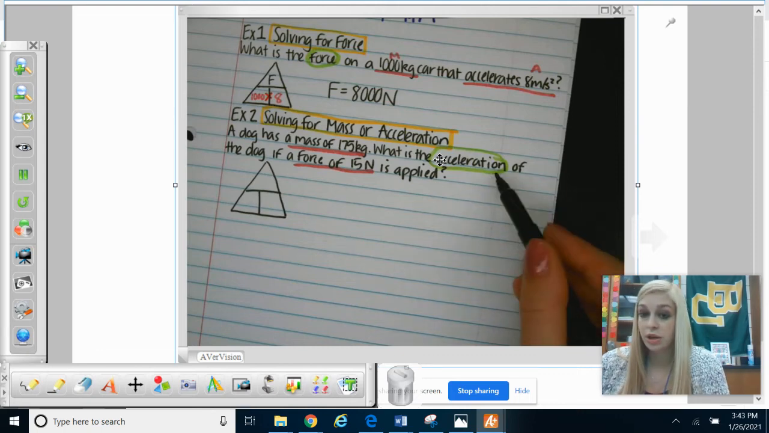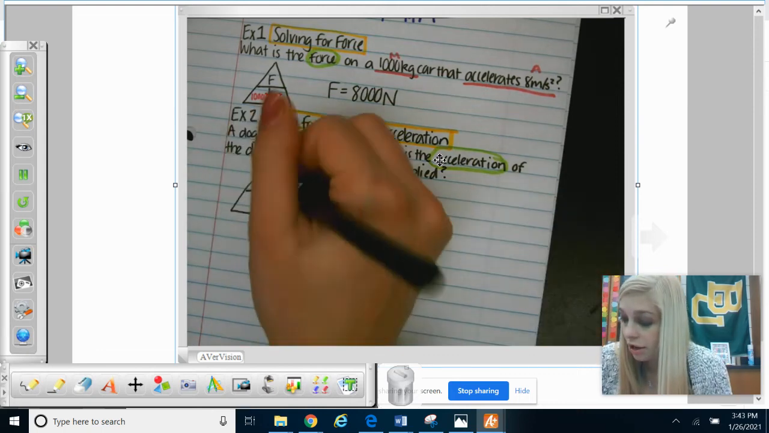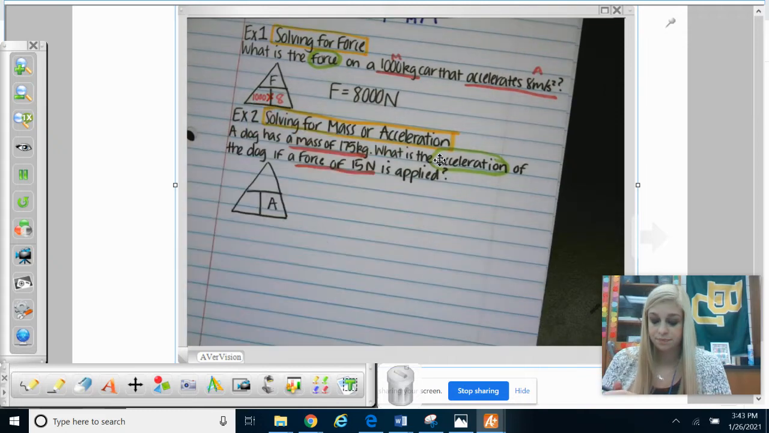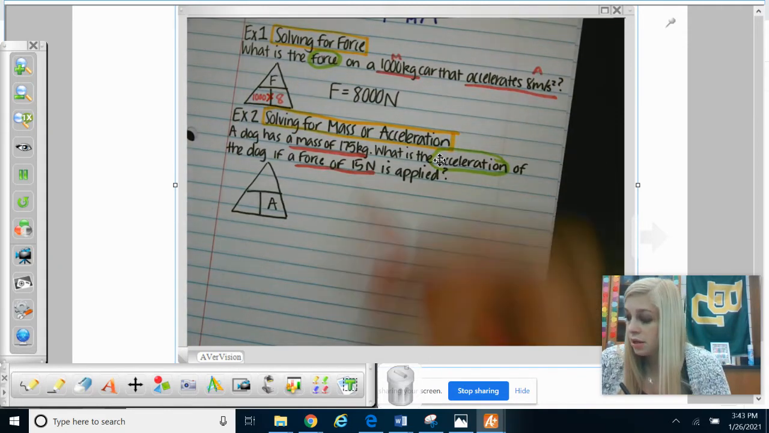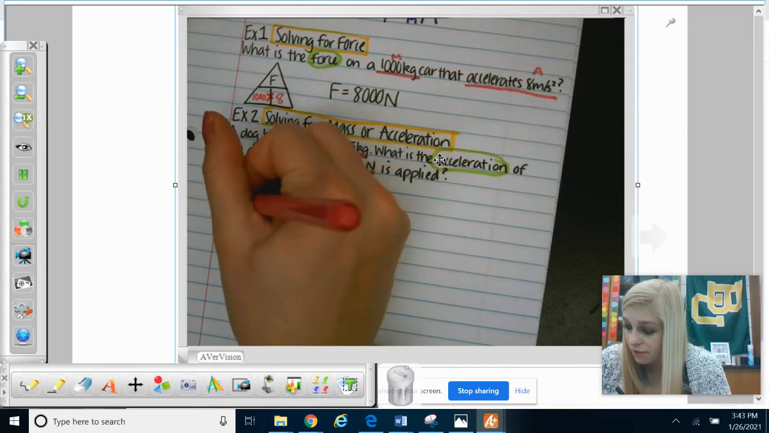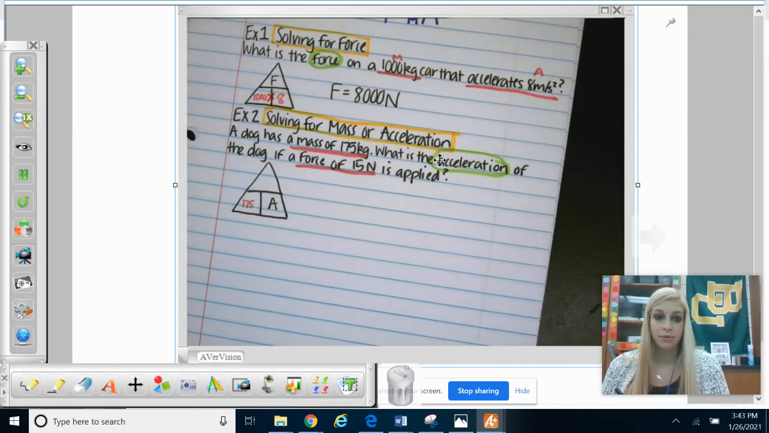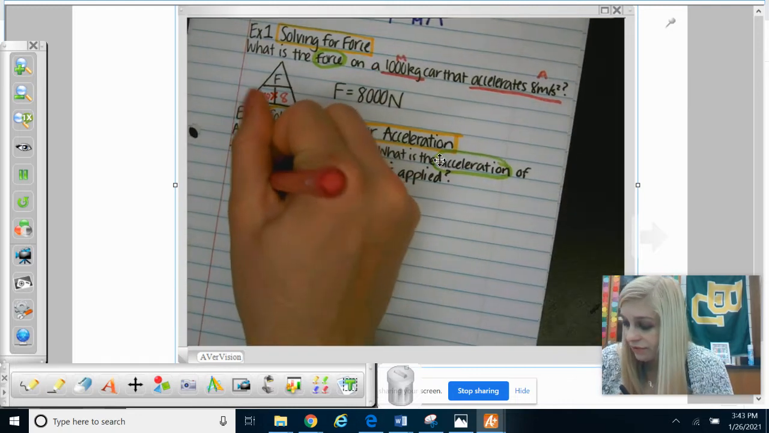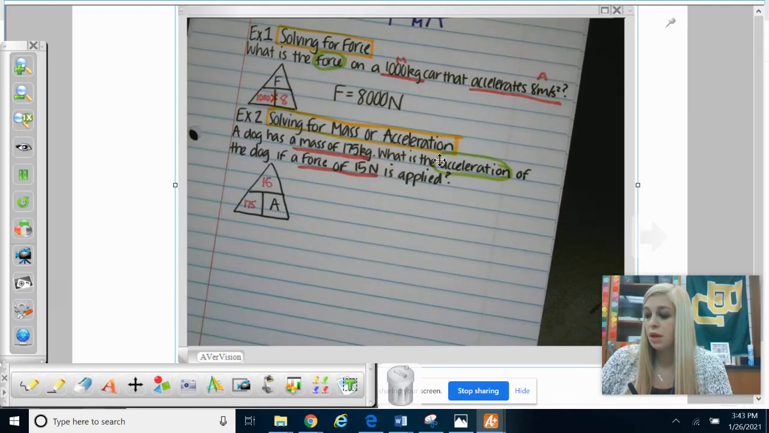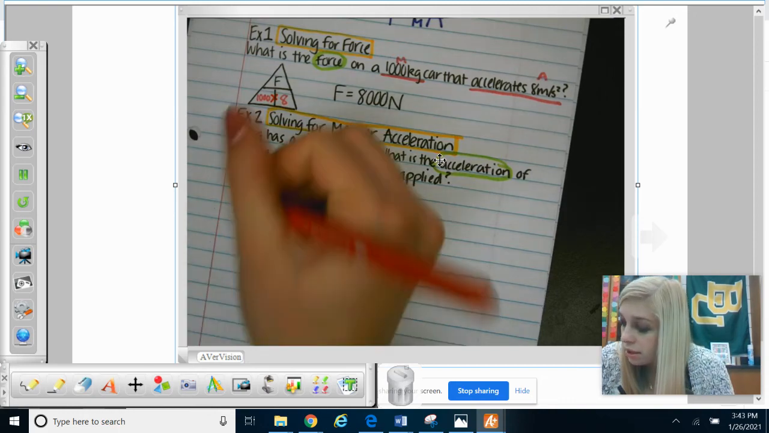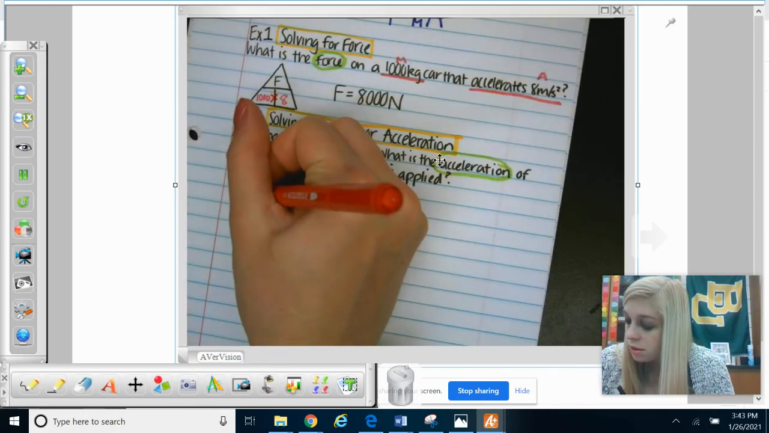All right, so in this one, we're looking for acceleration. So I'm putting the letter A in my triangle. We are given the mass of 175. Mass goes at the bottom, so I'm putting 175 there. And force is 15, so I'm putting 15 there. If they are on the top and bottom, we divide.